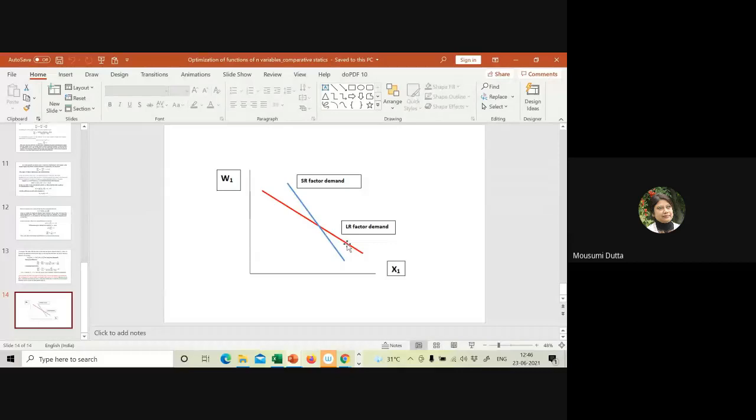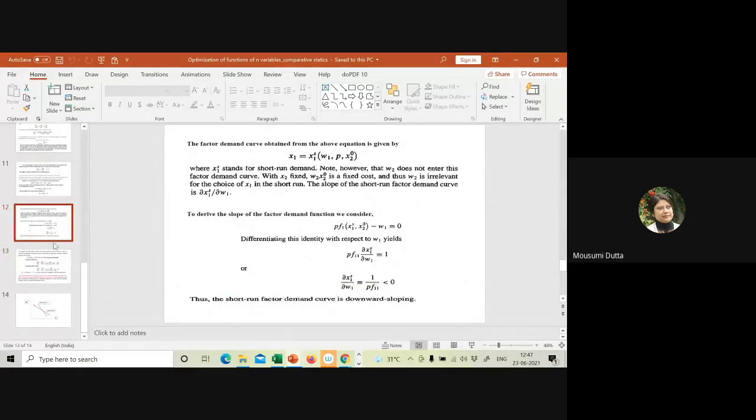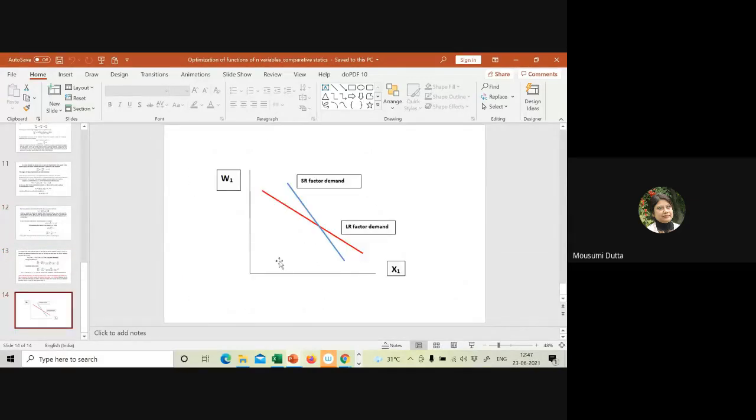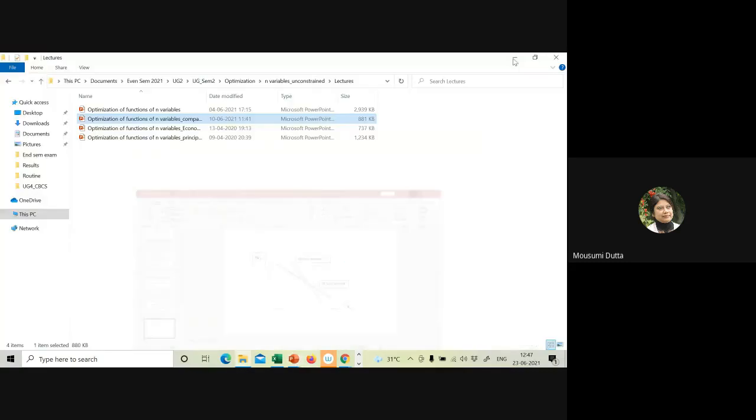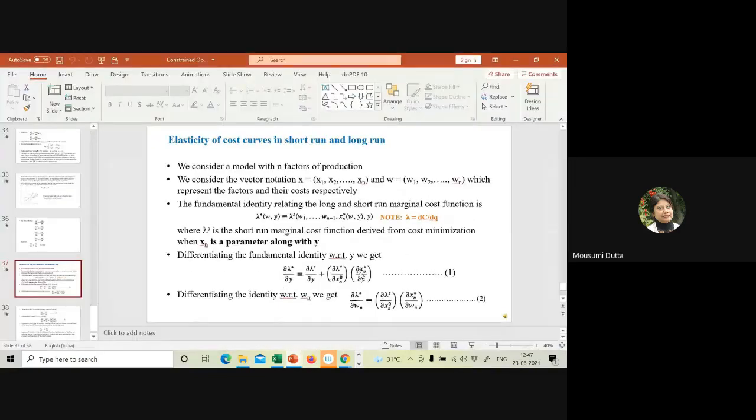The short run factor demand curve and the long run factor demand curve we discussed in the context of profit maximization. In case of profit maximization, bringing in the short run and long run, we discussed something related to the elasticities. We derived that the long run factor demand curve is flatter than the short run factor demand curve. So we discussed short run, long run, and the issues related to elasticity.